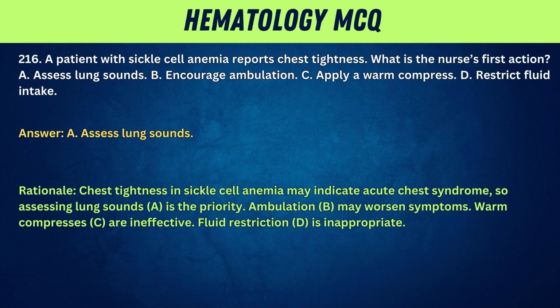Rationale: Chest tightness in sickle cell anemia may indicate acute chest syndrome, so assessing lung sounds, A, is the priority. Ambulation, B, may worsen symptoms. Warm compresses, C, are ineffective. Fluid restriction, D, is inappropriate.